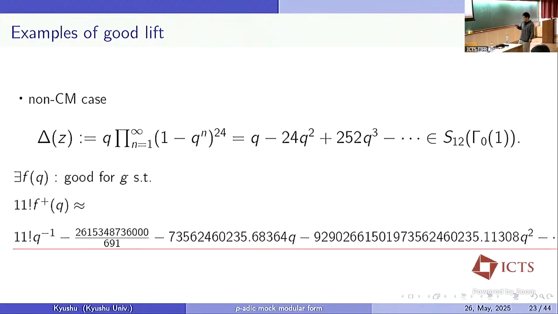The next example is a non-CM case. Let Δ(z) be the Ramanujan delta function in S_12(Γ_0(1)). Then there exists a harmonic Maass form F that is good for g, whose holomorphic part F^+(q) satisfies this approximation. And we note that these Fourier coefficients seem to be transcendental, but it is not proved. It seems not algebraic.